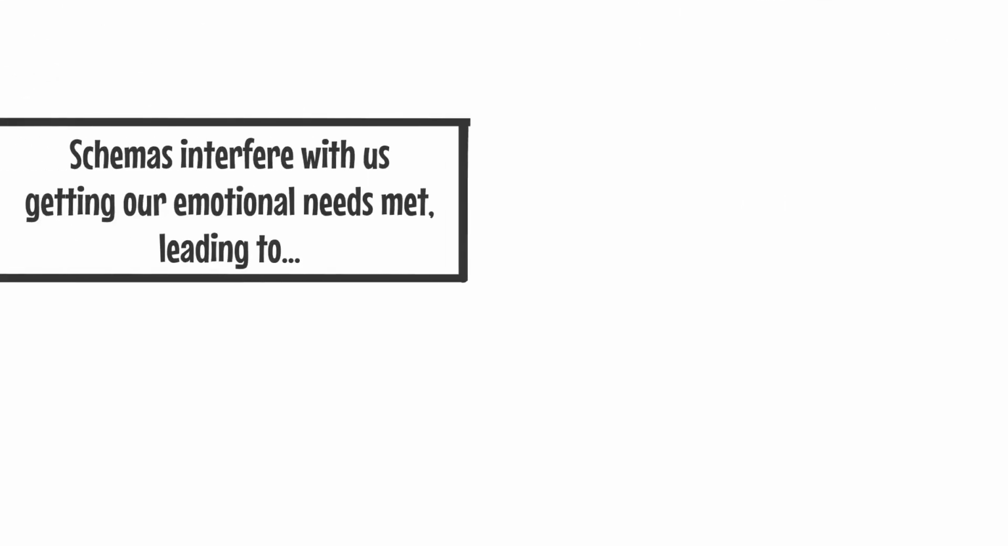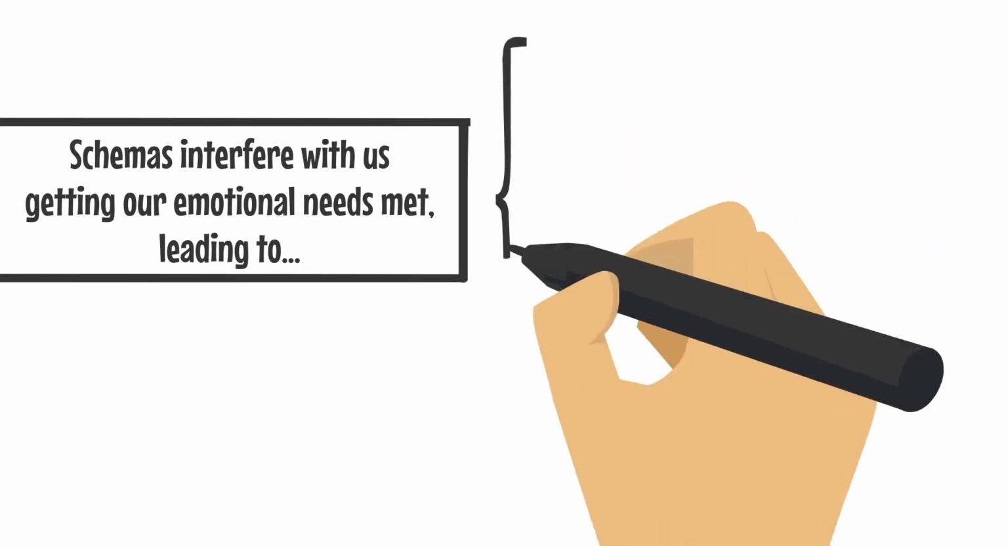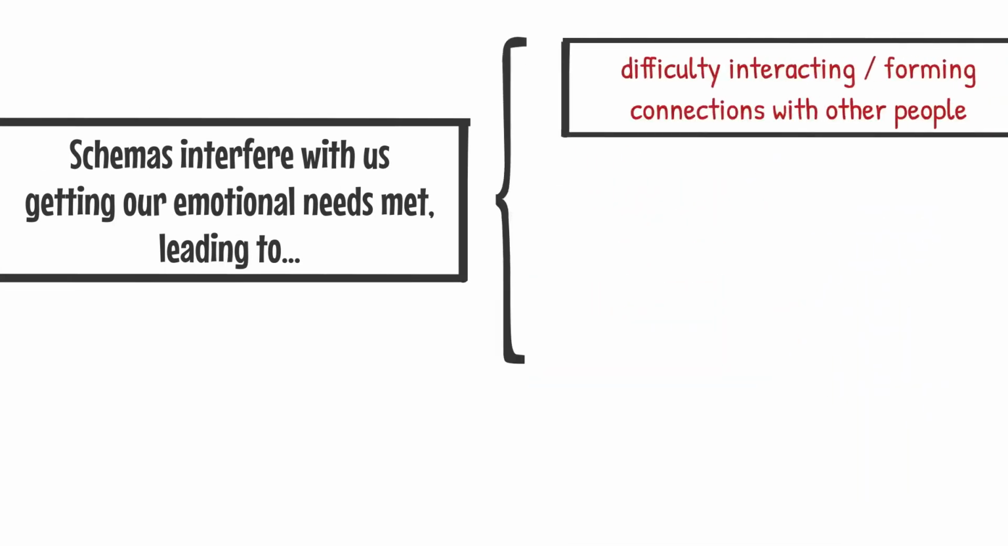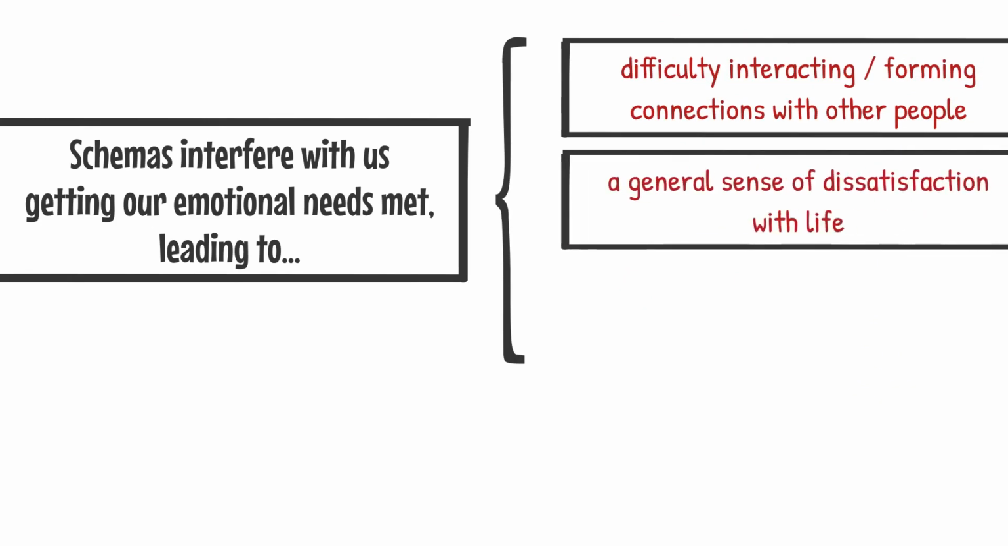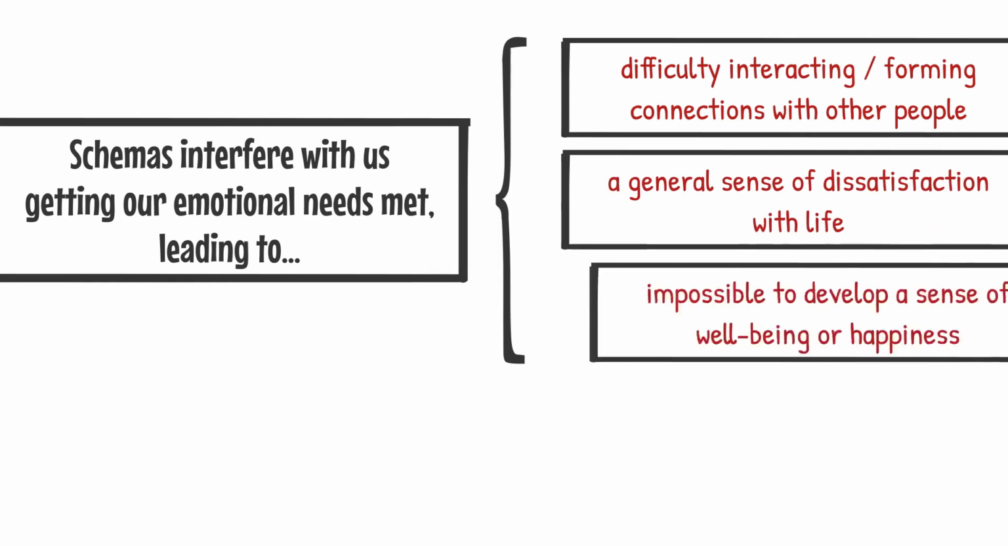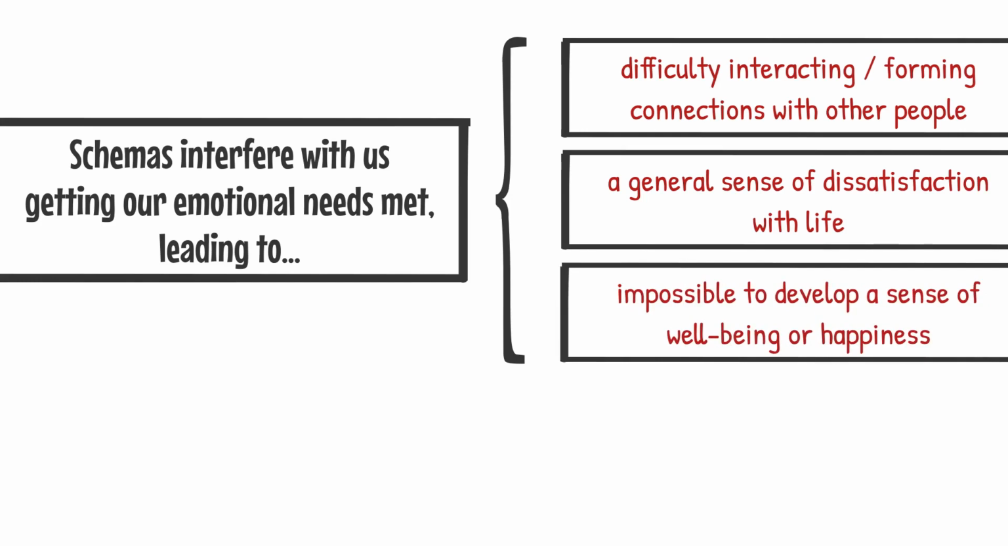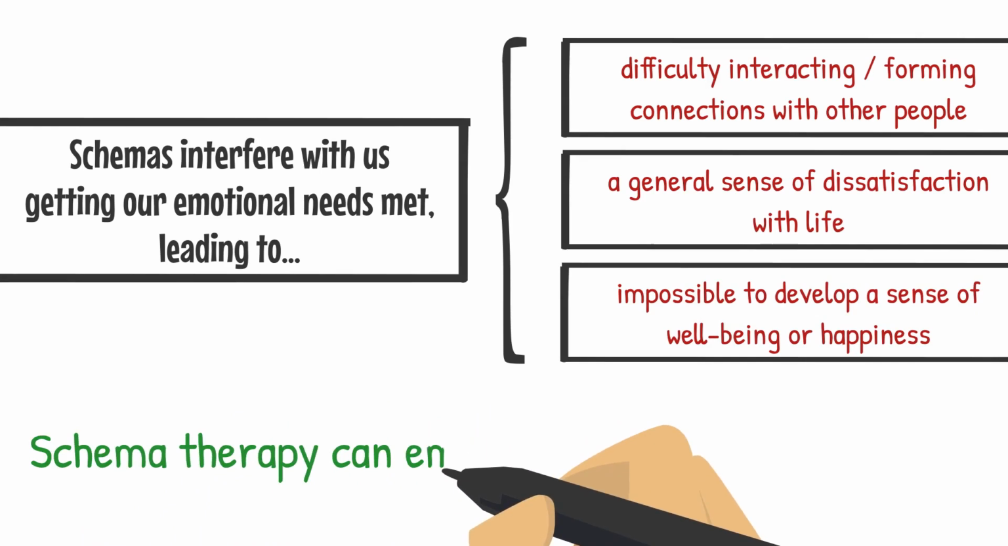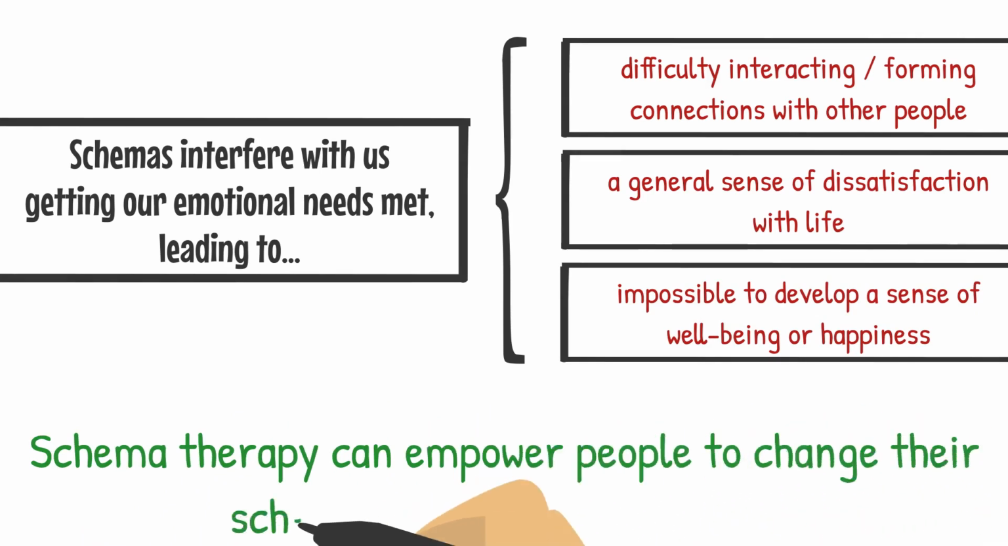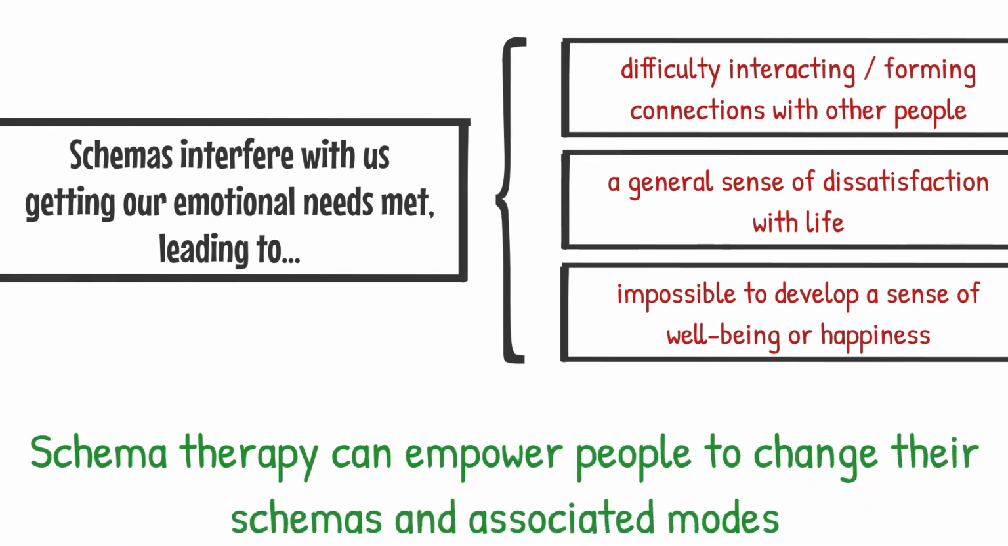Schemas interfere with us getting our emotional needs met as adults. They can lead to difficulties interacting and forming connections with other people, as well as a general sense of dissatisfaction with life. If our emotional needs remain unmet within our relationships, it is virtually impossible to develop a sense of well-being or happiness. Schema therapy can empower people to change their schemas and associated modes.